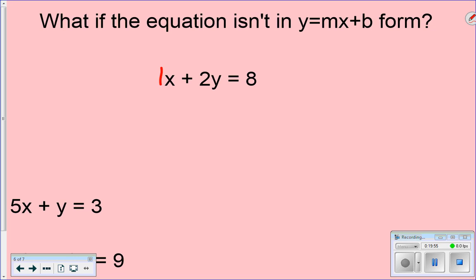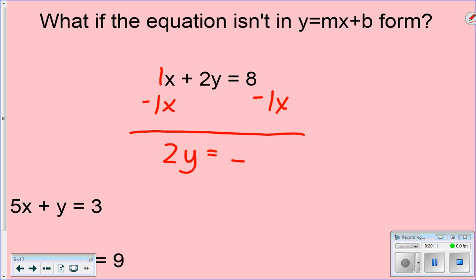So now we're going to solve it just like we did before. I need to have the y on the one side, right? So what am I going to do, Hunter? Yep, let's subtract 1x minus 1x. I get 2y equals, and I'm going to flip them already, so it's going to be negative 1x plus 8. I just flipped it already. That's okay.